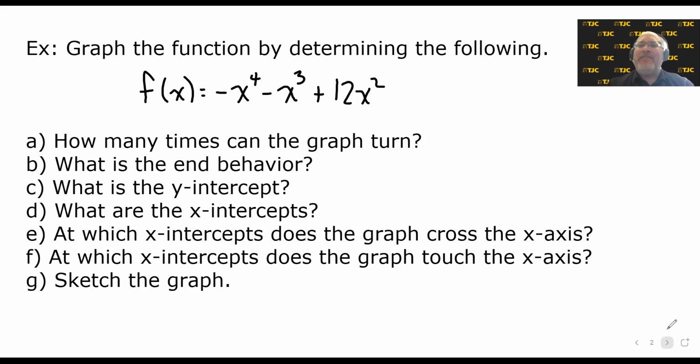A, how many times can the graph turn? B, what is the end behavior? C, what is the y-intercept? Now, we haven't discussed y-intercepts in these videos, but it's the same story as it's always been. I'll remind you of that in a moment. D, what are the x-intercepts? E, at which x-intercepts does the graph cross the x-axis? F, at which x-intercepts does the graph touch the x-axis? And G, sketch the graph.